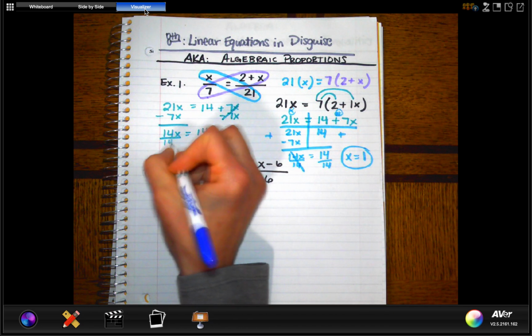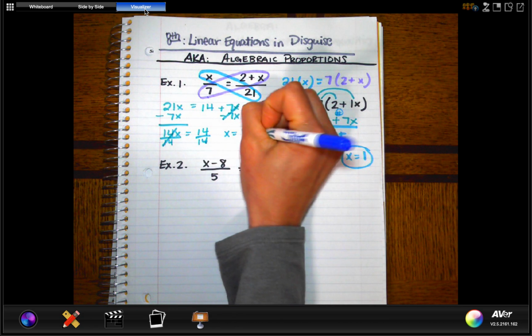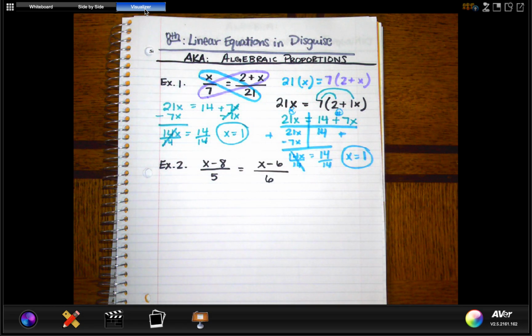Divide by 14 to get the answer. x equal 1. Either way works. It depends on how your brain likes to do it.